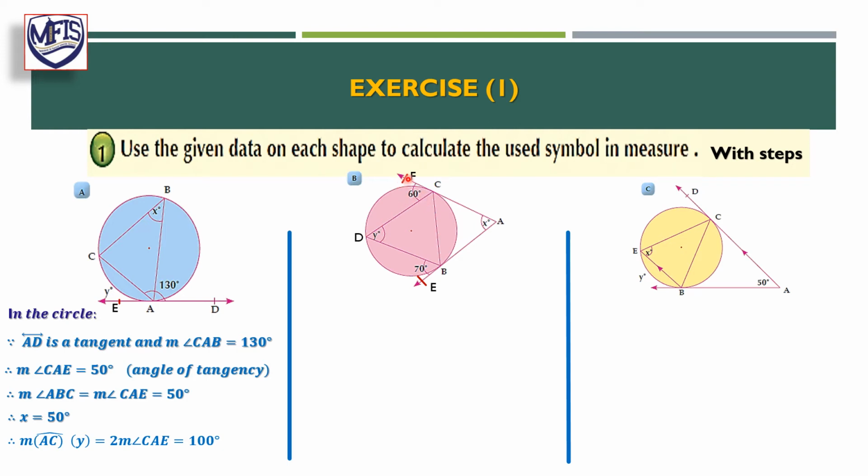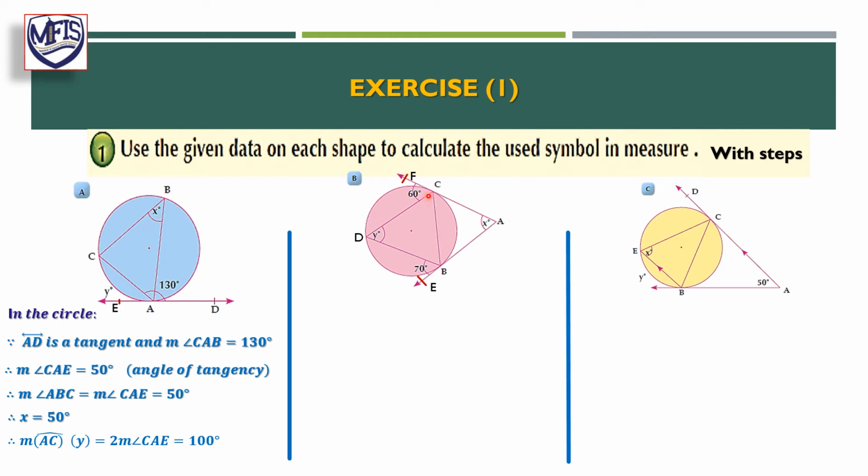Now, angle of tangency FCD equals measure of angle B. Why? Because B is an inscribed angle subtended by arc CD. Now measure angle DBC. This angle equals 60. By the same way, measure angle DCB, inscribed angle, equals measure angle DBC, angle of tangency. Okay, then measure angle C here equals 70.